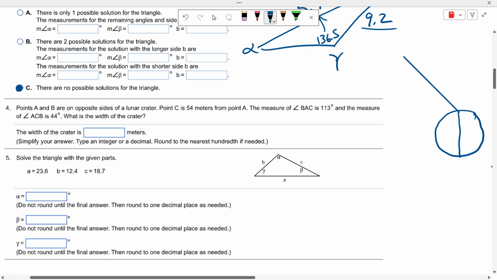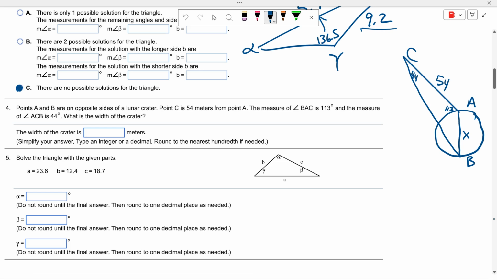The lunar crater problem. All right. You have points A, B, and C. Don't put C down here by B. C goes above A and should be an obtuse triangle because this is 113 degrees. ACB is 44. We want to find this side. I'm told that AC is 54 meters apart. Now, I have this side. I want this side. I have the opposite of this side, but I don't have the opposite of this side. So I have to find angle B.